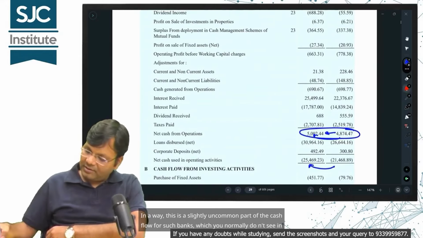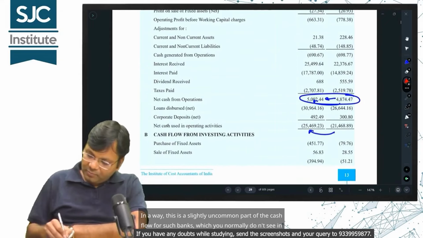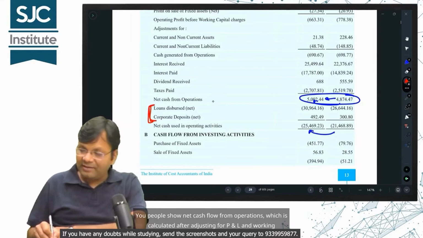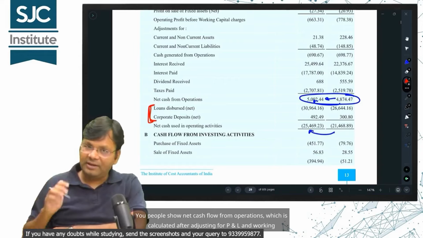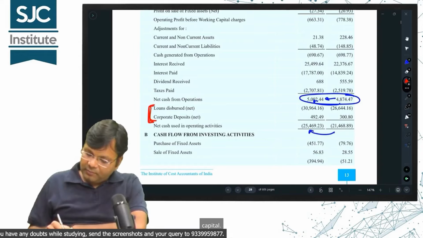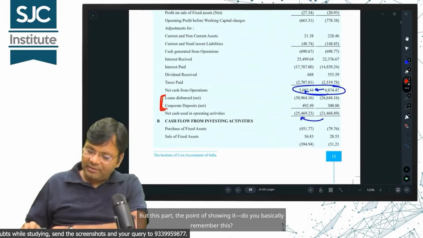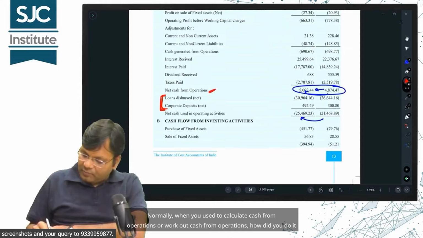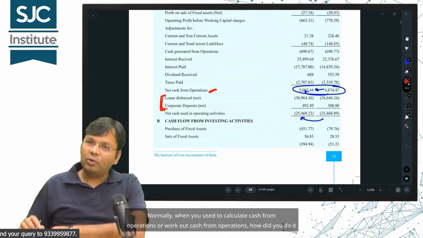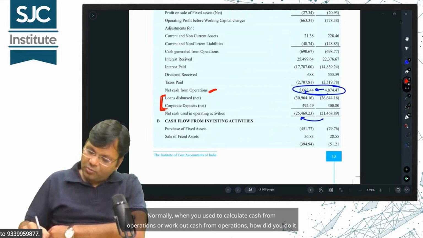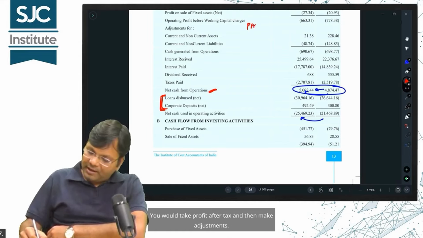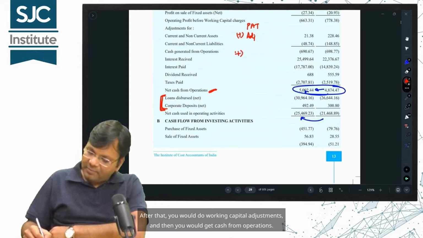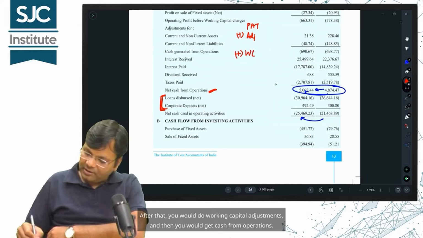In a way, this is a slightly uncommon part of the cash flow for such banks, which you normally don't see in your cash flow statement. You people show net cash flow from operations, which is calculated after adjusting for P&L and working capital. But this part, the point of showing it, do you basically remember this? When you people normally used to calculate cash from operations, how did you do it? You would take profit after tax and then make adjustments. After that, you would do working capital adjustments and then you would get cash from operations.